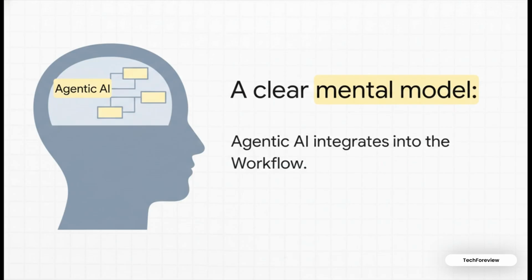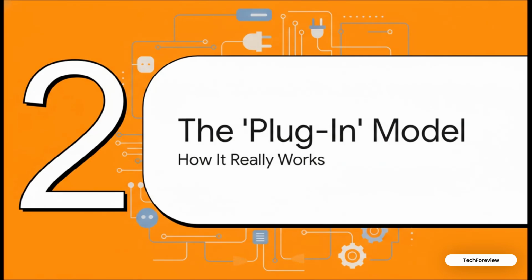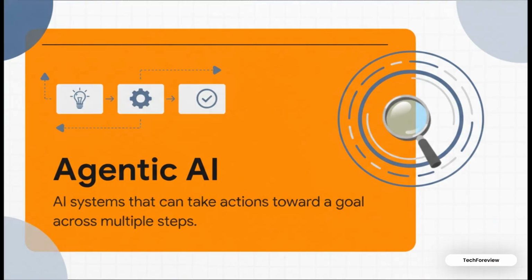So what we're going to do here is just build a simple, calm way of thinking about where this technology fits. The key thing to remember is that it's not about replacing the whole system, it's about integrating into it. And to really get a feel for how it integrates, I find it helps to think of it as a plugin. Let's walk through what that means. At its core, Agentic AI is a system that can take actions to reach a goal. It looks at a task, figures out the next logical step, and then it takes that step. It keeps the process moving.